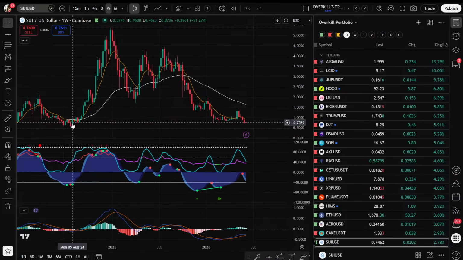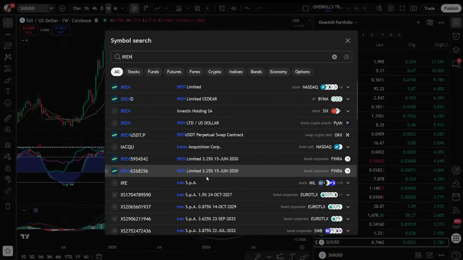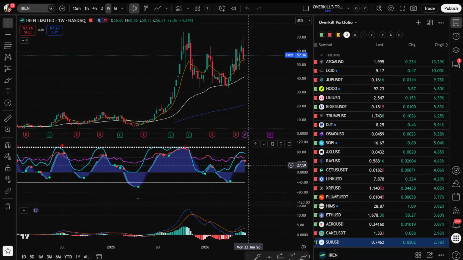But again, we're sitting right here at the lows of 2024. So I really like Sui here. I like the ecosystem. I think they're going places for sure. Iron got a red dot here on the weekly.